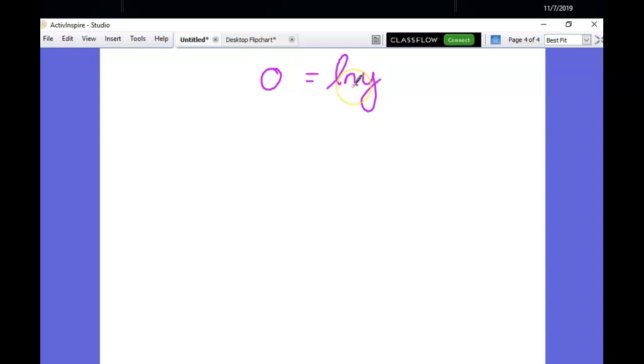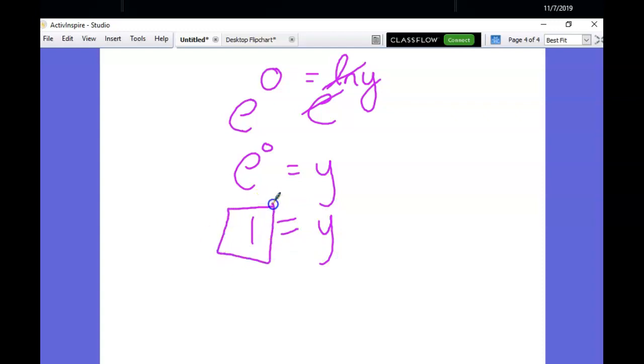So now we're going to solve for y. How do you get rid of the ln? You exponentiate both sides, and those cancel. So you have e to the 0 equals y, and that means y equals 1, and that is your final answer.